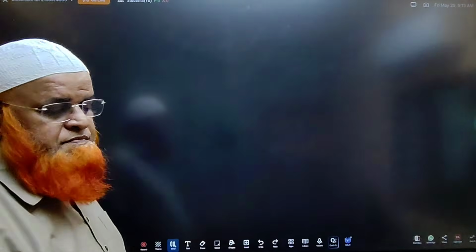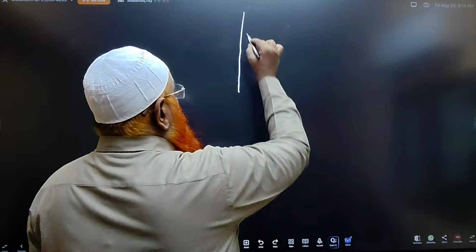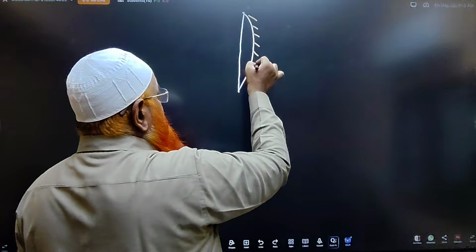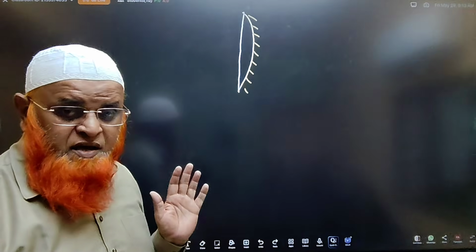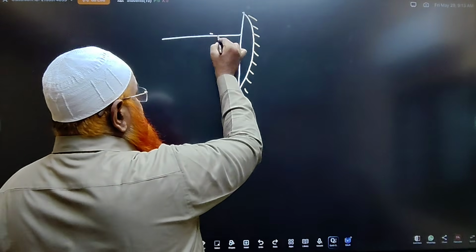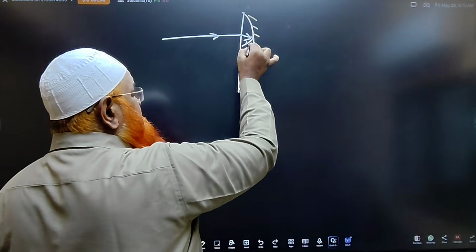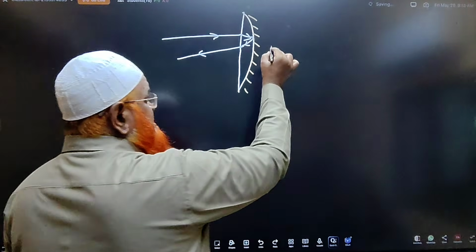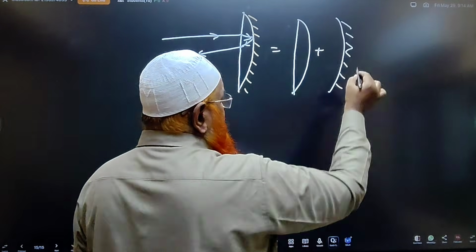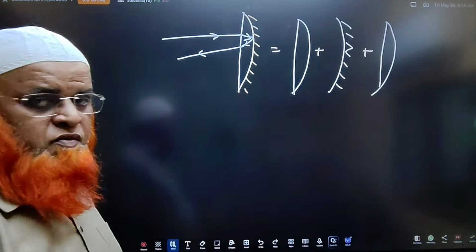Understood? Clear? Next, for example, one plano convex lens is taken here, and the convex surface is silvered. What's going to happen now? The light ray will enter and pass through the lens for the first time, reflect from the concave mirror, and pass through the lens a second time and come out. So this is equal to one plano convex lens plus one curved mirror, concave mirror, plus one more plano convex lens. Understood what I am saying?